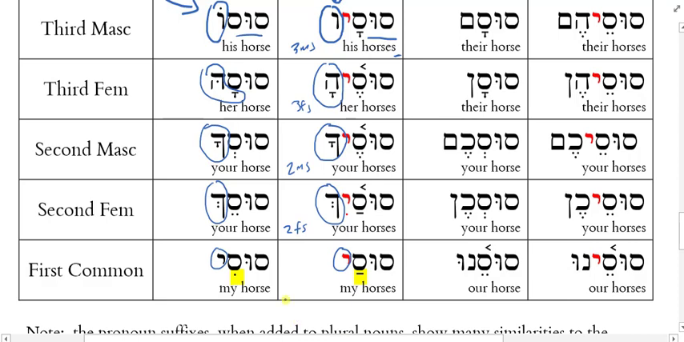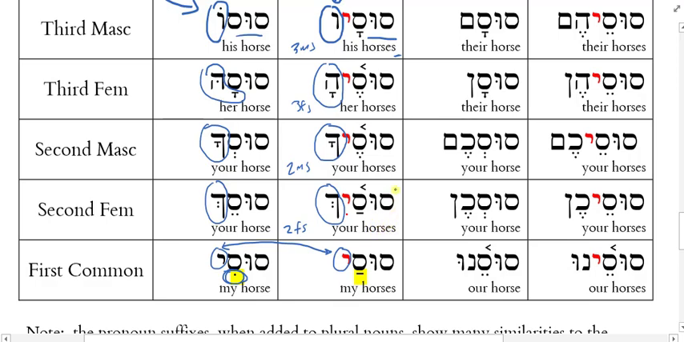So here's the deal. Every single place where I have a yod before the pronoun, the yod is telling me the noun is plural, until I get to the first common singular. Then I have a yod in both places. So I can't go based on the yod. I can't know whether the noun is singular or plural then. So what am I going to lean on here? I have to lean on the vowel. Okay? If the vowel before the yod is chirik, then the noun is always singular. If the vowel is any other vowel besides chirik, then the noun is plural.